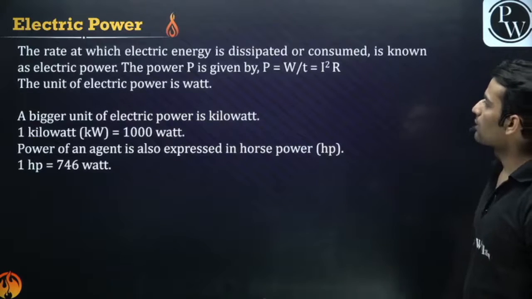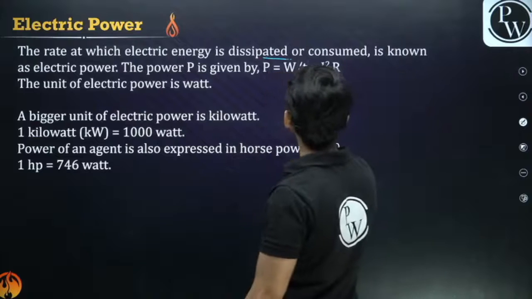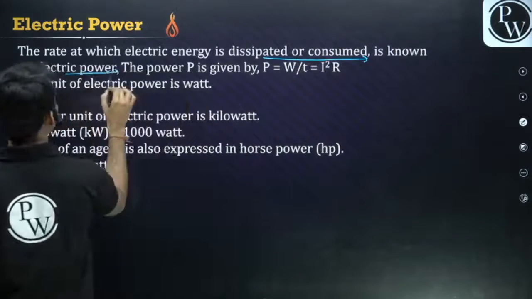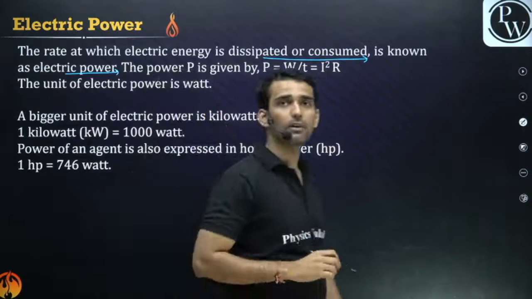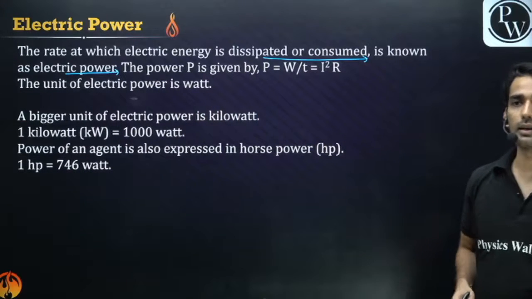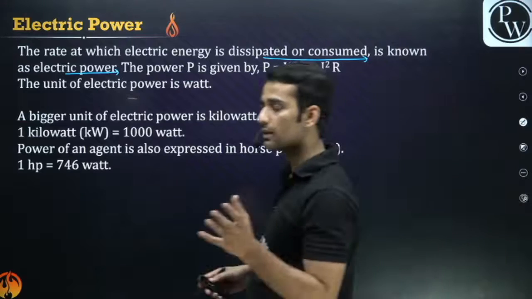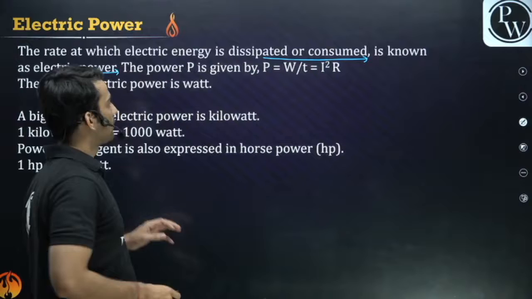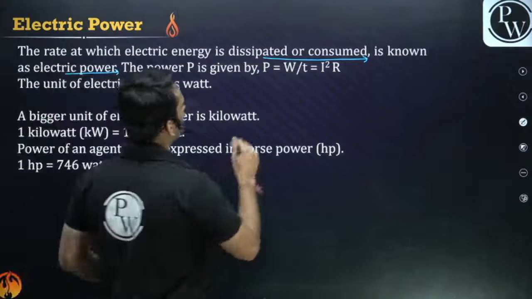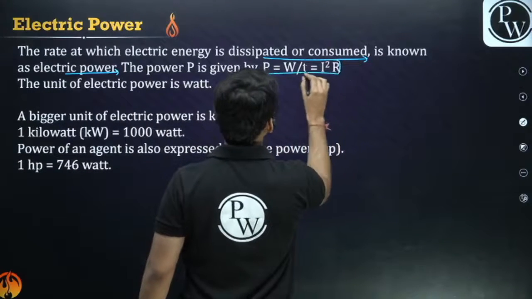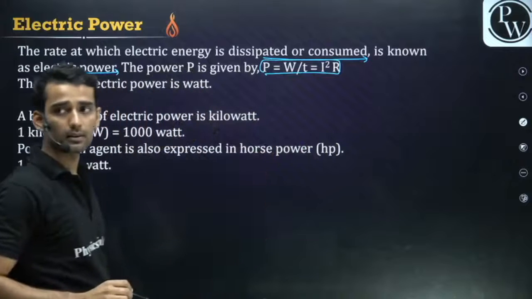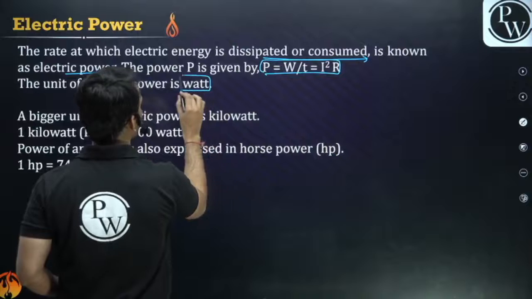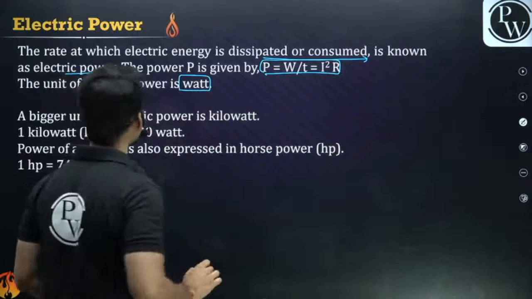Clear? So the rate at which energy is dissipated or consumed is known as electric power, guys. Rate means work upon time, right? The rate at which energy is consumed, that is work upon time. It is electrical power. So power is I square into R. The unit of electric power is watt. The power is measured in watt, which is joule per second.